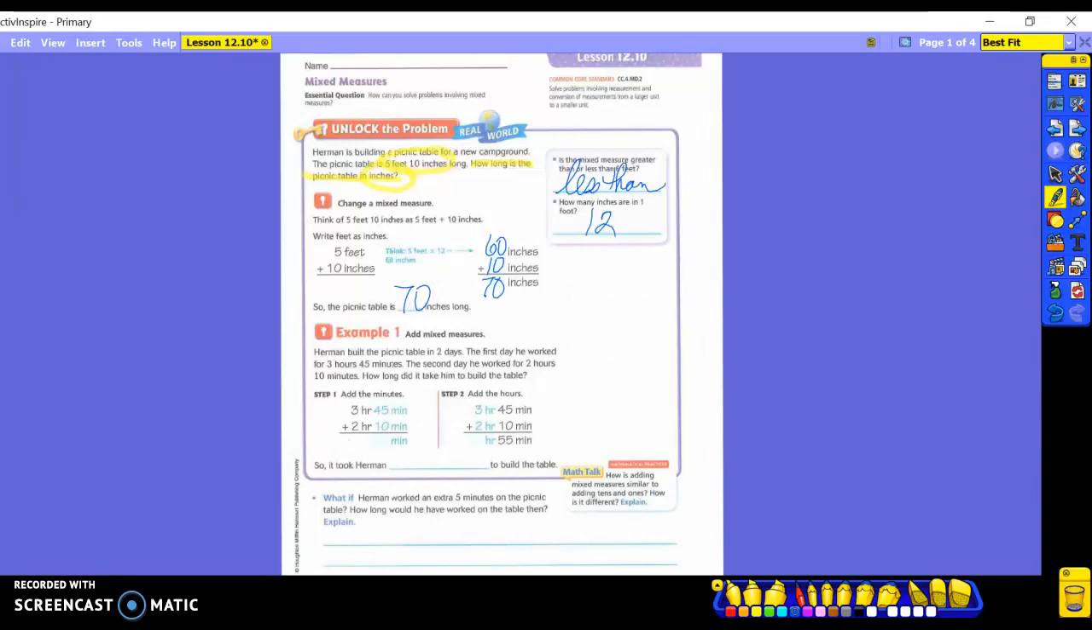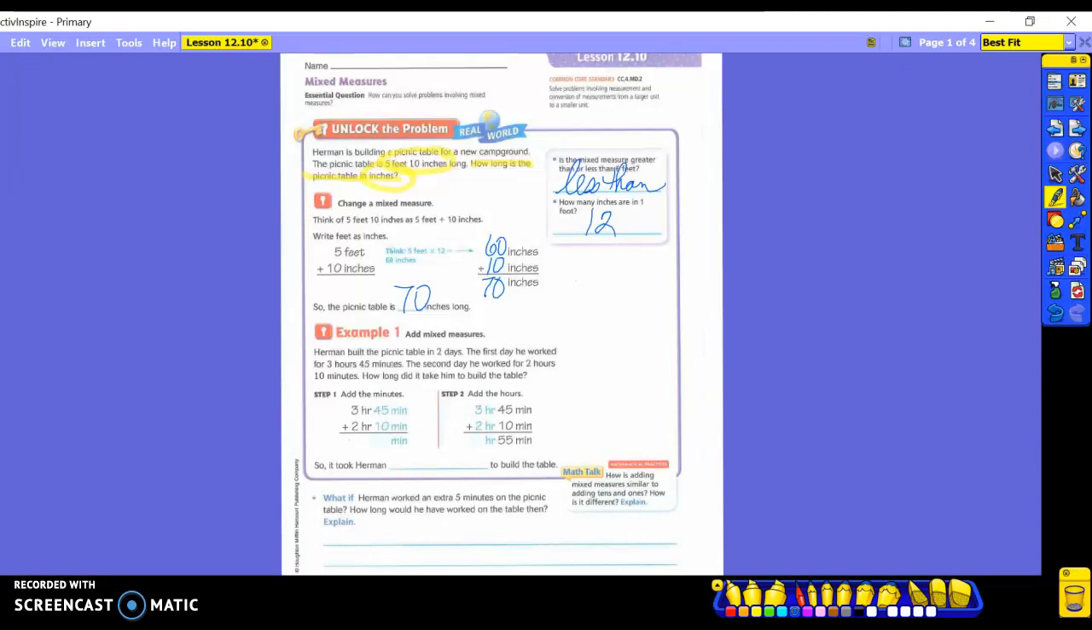Can someone explain to me what were the steps we just took to put it all into inches? Elena, what did we do? Okay, so she changed the 5 feet into inches, added the 10 we already had that was already in inches, and then we get 70. Is that difficult? No. Do we still have to know something, though? Yes, we still have to know how many inches are in a foot, otherwise we wouldn't know to take it times 12. So that's something you have to know.